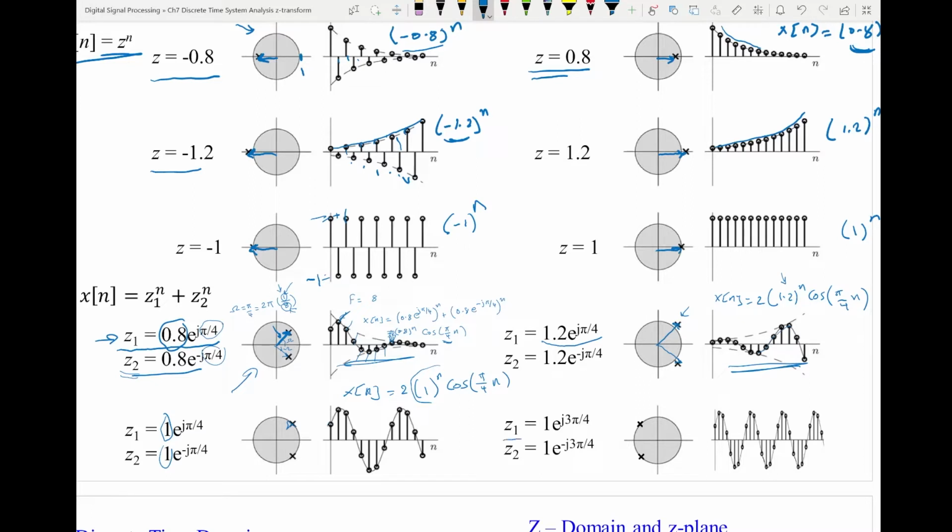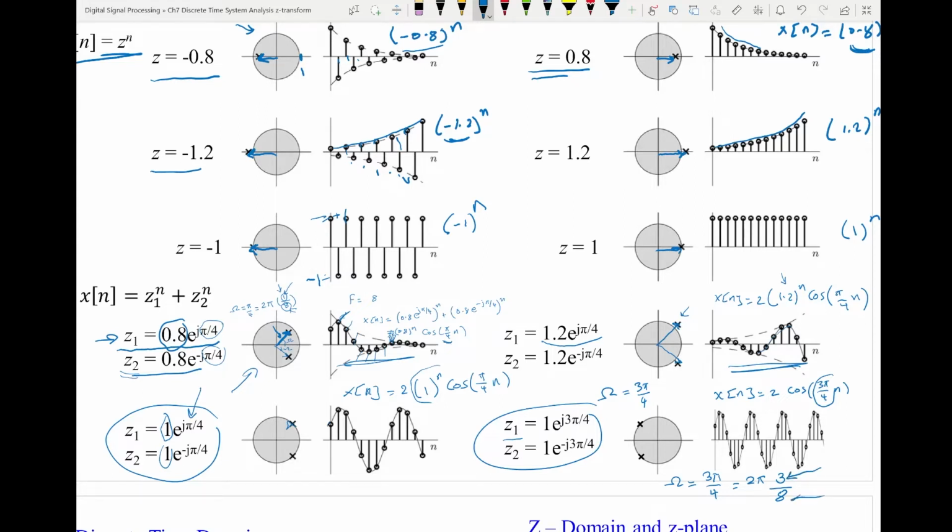Now, the difference between this signal here and this signal here is in omega. Here omega is 3 pi over 4. So x of n here will be 2 cosine 3 pi over 4 n. Now if I express this omega in this form, 2 pi times 3 over 8, this tells me there are 3 cycles per 8 samples, whereas this one, let me write it in this form, is 1 cycle per 8 samples. So the difference between this one and this one is just the oscillation rate. Here it's higher, 3 cycles per 8 samples. 3 pi over 4, that will be this one here.